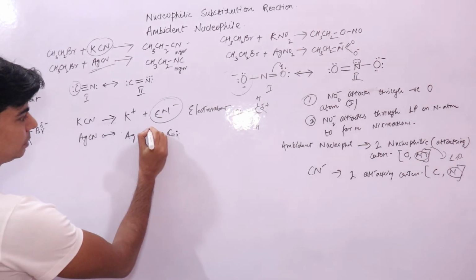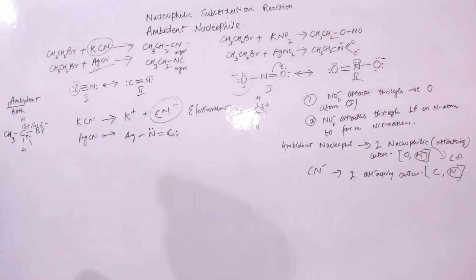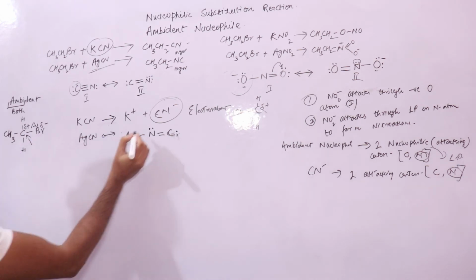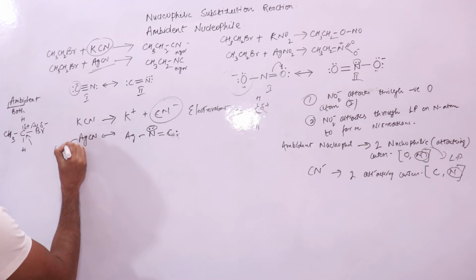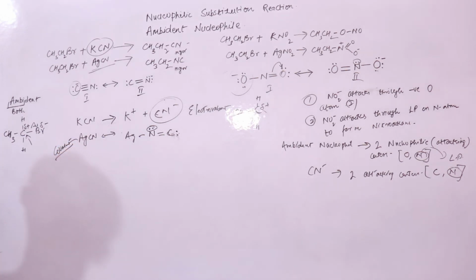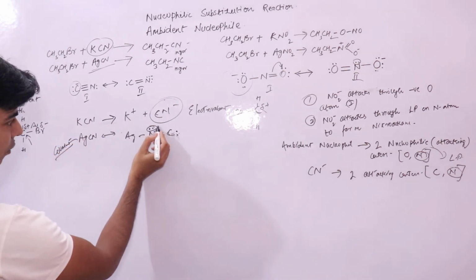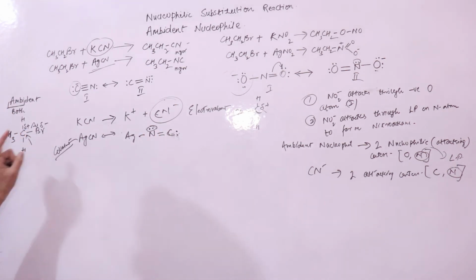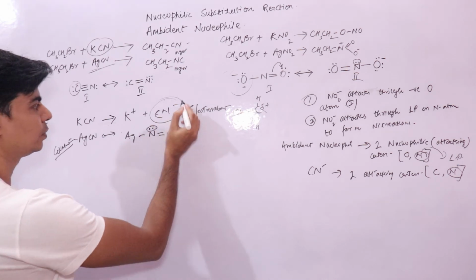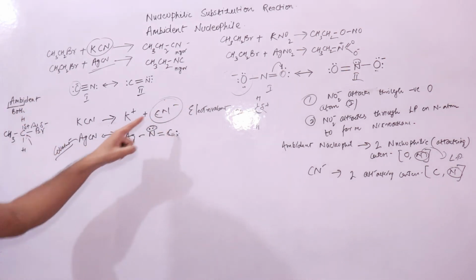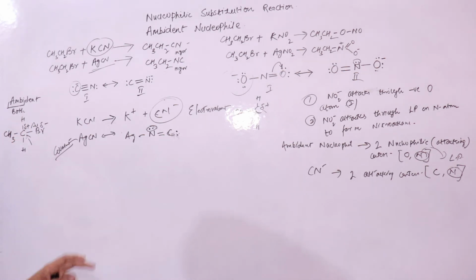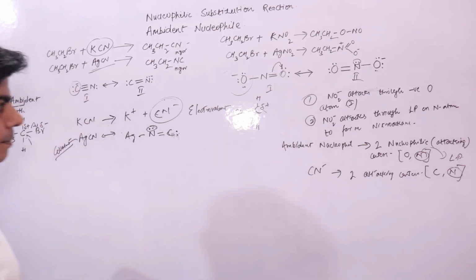Right, so here it can attach to this carbon atom through the lone pair on the nitrogen atom. This is your covalent compound. Covalent means here it will transfer this lone pair of electrons to form a bond with it, and electrovalent is where it will form a negative ion through which it will attack this electron deficient or positive carbon atom, right. So I hope this is clear.